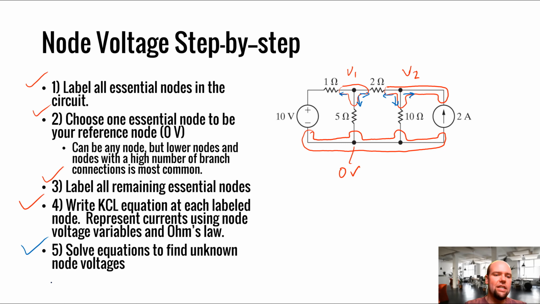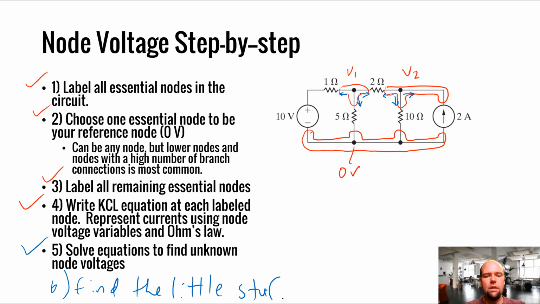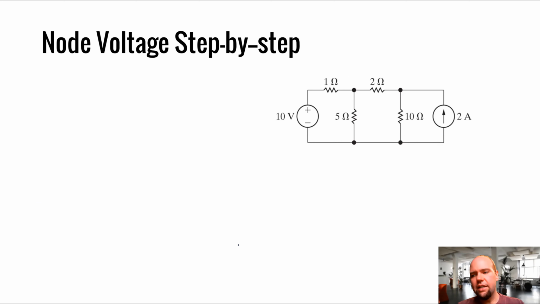And then the book adds another step. I think the book calls it step 6, but that's basically finding the little stuff. So for instance, if I needed to find the current through this 10-volt supply, I don't know that directly from these node voltages. I don't know any currents technically, but I can find all my currents using Ohm's law or something. There's some way I can find all my unknowns in the circuit after I know the node voltages. So let's follow this process for this circuit.